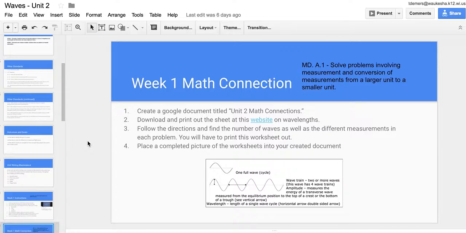After you're done with that, if you have a PDF converter, you can just simply upload it into the Unit 2 Math Connections worksheet. Otherwise, I would like you to actually take a picture of the worksheet and put it into your Unit 2 Math Connections. Unit 2 Math Connections is going to be something that you're building throughout the unit. So just be aware that it should be created week 1.